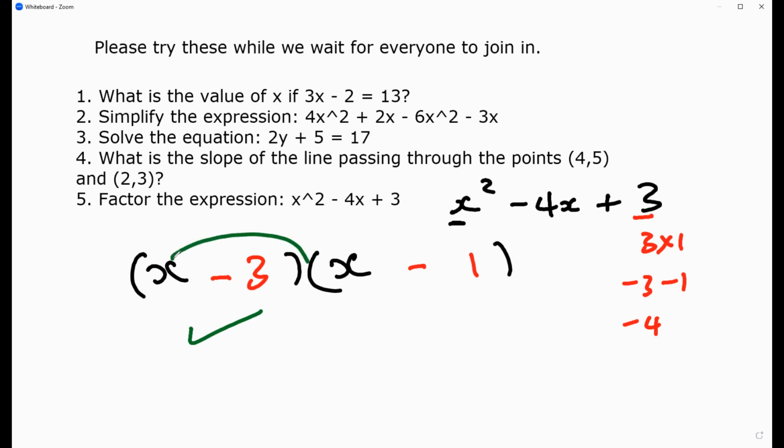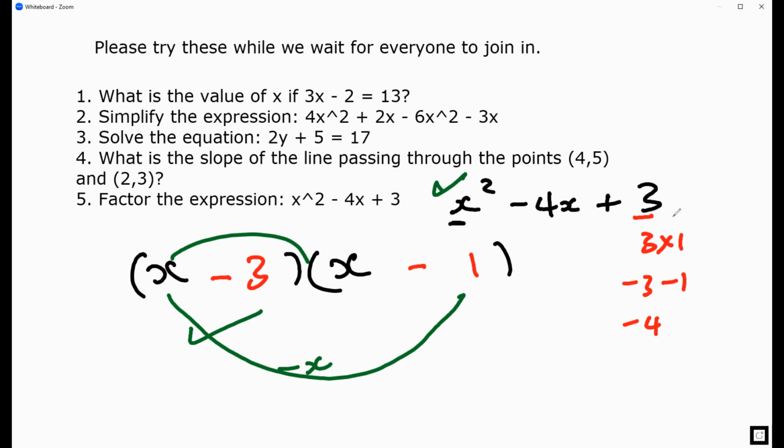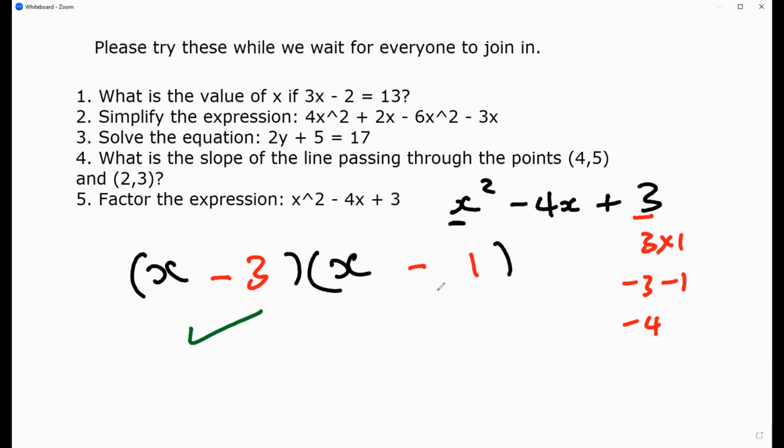If we multiply it out, x times x is x squared, x times negative 1 is negative x, negative 3 times x is negative 3x, which together become negative 4x, and then the last two terms will get me positive 3, so it looks correct. So my final answer is that.